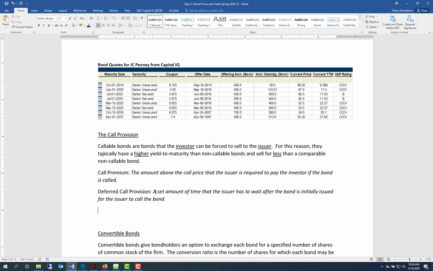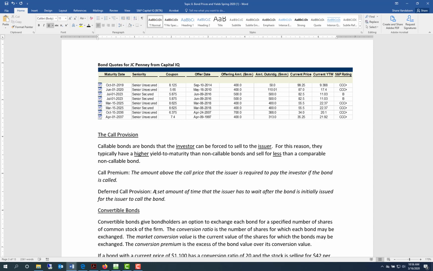These can be a few years. So let's say you buy a callable bond. It's issued today. It's not callable for the next 3 years. And so the call date would be 3 years from now, or the first call date would be 3 years from now. After that time, then the issuer has the right to call the bond at any time.